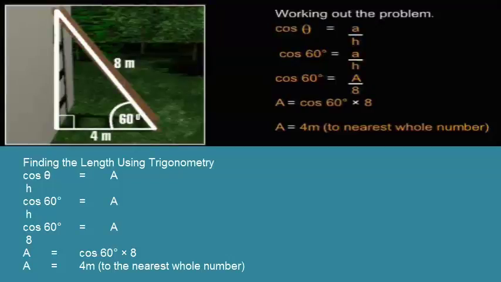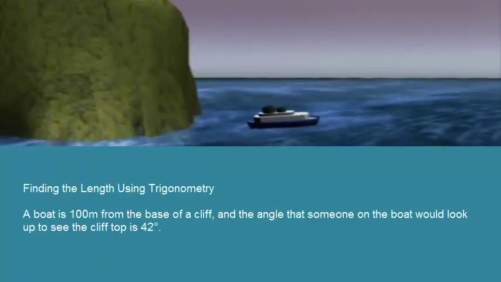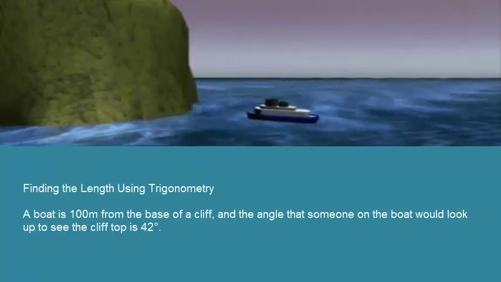Cos theta is equal to adjacent over hypotenuse, or a over h for short. Cos 60 degrees is equal to a over h. Cos 60 degrees is equal to a over 8 in the diagram. A is then equal to cos 60 degrees times 8. A is 4 metres.